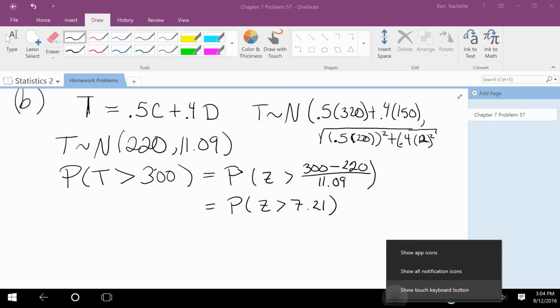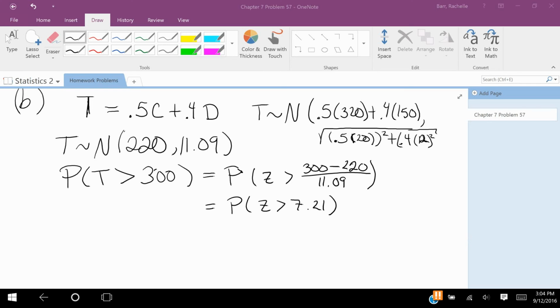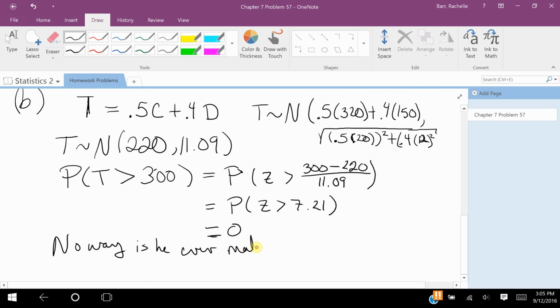And we know from the 68, 95, 99.7 rule that 99.7% of the data is within 3 standard deviations away from the mean. So when I go looking out at something that's even greater than 7, this is 0. There's just no way that's true. So it's like, no way is he making that much. Poor guy. But $300 a day, that's kind of a lot of money, right?